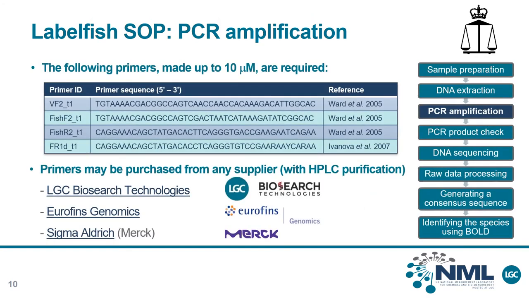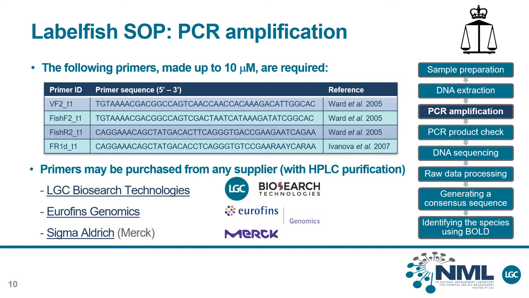For the PCR amplification step, 4 primers are specified for the amplification of the CO1 target. These can be purchased from any oligonucleotide supplier. 3 examples of suppliers are shown on the slide. For LGC Biosearch, the primers should be ordered from the Custom Oligos section of the website. For Eurofins Genomics, the primers should be ordered from the Custom DNA Oligo section. For Sigma Aldrich, the primers should be ordered as DNA oligos in tubes.